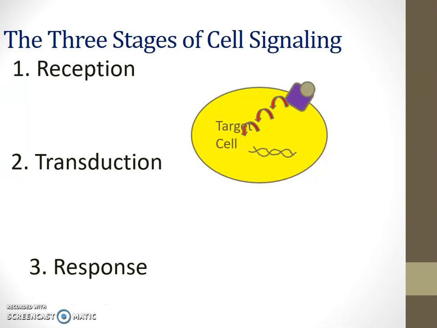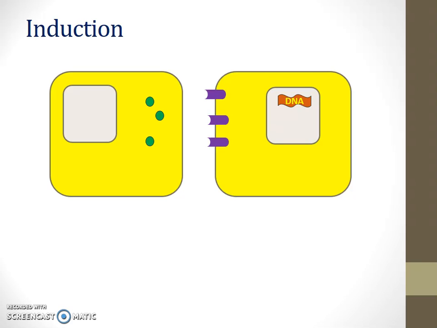So you have a signal transduction pathway and an ultimate cell response. So in the case here of development, that cell response will be to activate transcription and gene expression. So induction. Induction is when you have 2 cells near each other. So we'll call this cell number 1 and this will be cell number 2. So cell number 1 is going to induce cell number 2 to specialize.